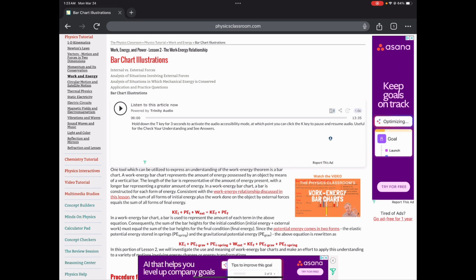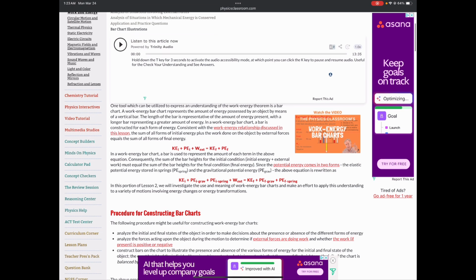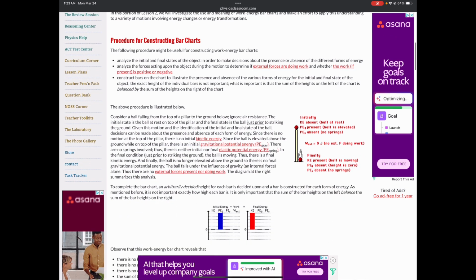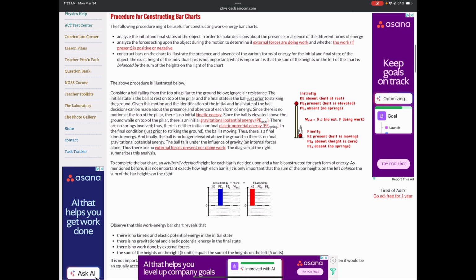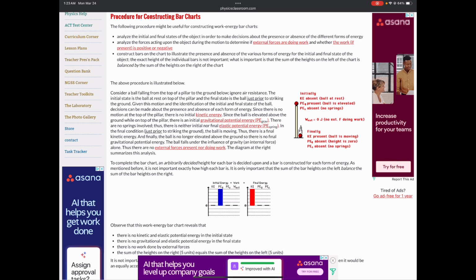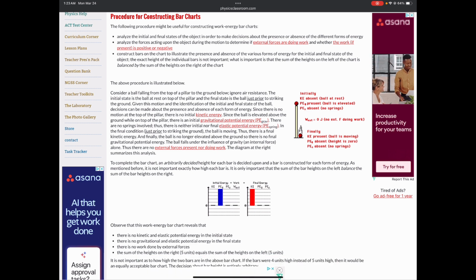And when it's halfway down, it's going to be a 50-50 split. And then right before it hits the ground, it's not going to have any gravitational potential energy, and it should be all kinetic energy. So let's just look at some examples so we can see what I'm talking about. In the lesson on Physics Classroom, they go over the first example where you have a ball that's above the ground at rest, and then it falls down, right?